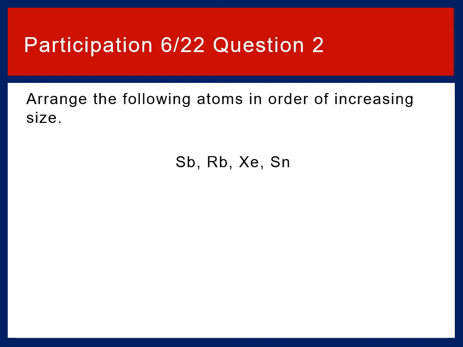Participation 622, question 2. Arrange the following atoms in order of increasing size. I have Sb, Rb, Xe, and Sn. So I just want those atoms in order of increasing size. It's the second question on participation 622, due Tuesday, June 22nd at 11:55 p.m. over on Blackboard. Link to the assignments is right below the links to these videos. Again, arrange the following atoms in order of increasing size: Sb, Rb, Xe, and Sn. That's antimony, rubidium, xenon, and tin.